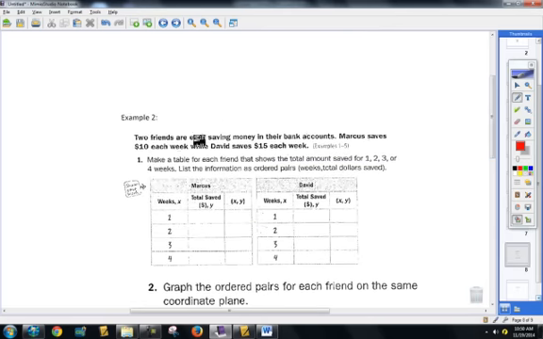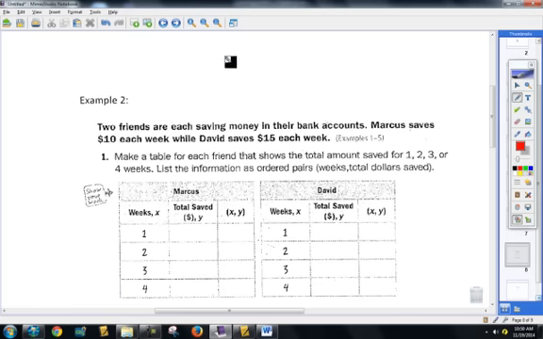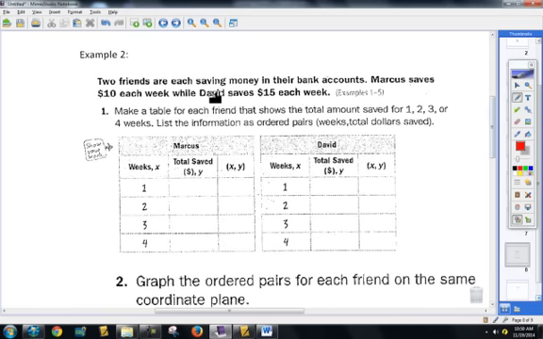All right. 2 friends are saving. Let me zoom in a little bit so you guys can see it a little better. 2 friends are each saving money in their bank accounts. Marcus saves $10 each week, while David is going to save $15 each week. Okay, so we're going to have 2 tables here, because we're going to be graphing them both, and then you'll see what we'll do with that here in a minute. So your week is obviously your X, because that's given away because we're doing this for 4 weeks, as it says there.